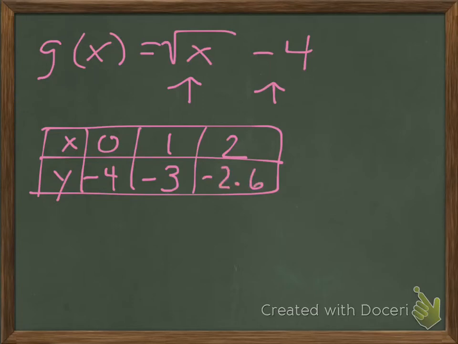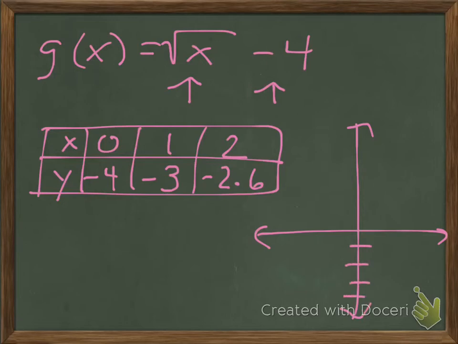So if I graph these, I'm going to have a point at 0, negative 4. I'm going to have a point at 1, negative 3, and a point at 2, negative 2.6. So it's doing a slight curve. Oops, I don't want to go past the axis. So it's going to do a slight curve like that. It's going to keep going like this.